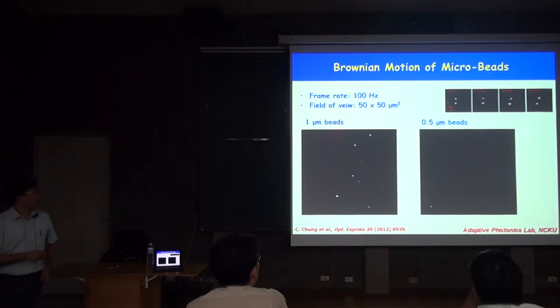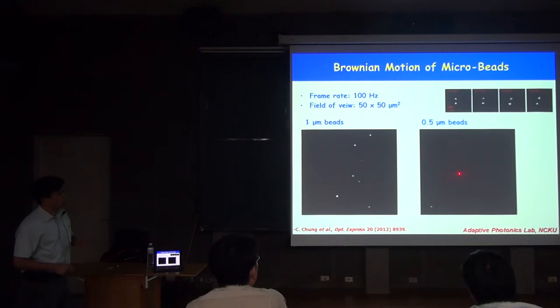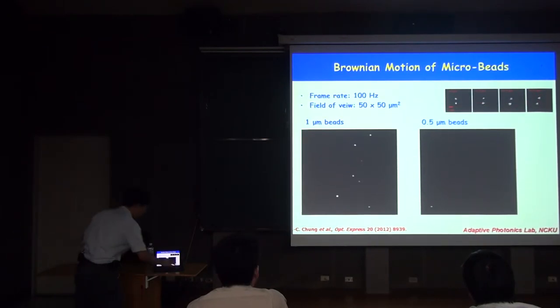So it means if your microscope's frame rate is maybe just 10 or 20 hertz, and you try to check the particle's moving behavior, then you will lose the information. But when your frame rate goes up to about 100 hertz for this kind of small particle, then you can do the tracking and trace the particle moving.